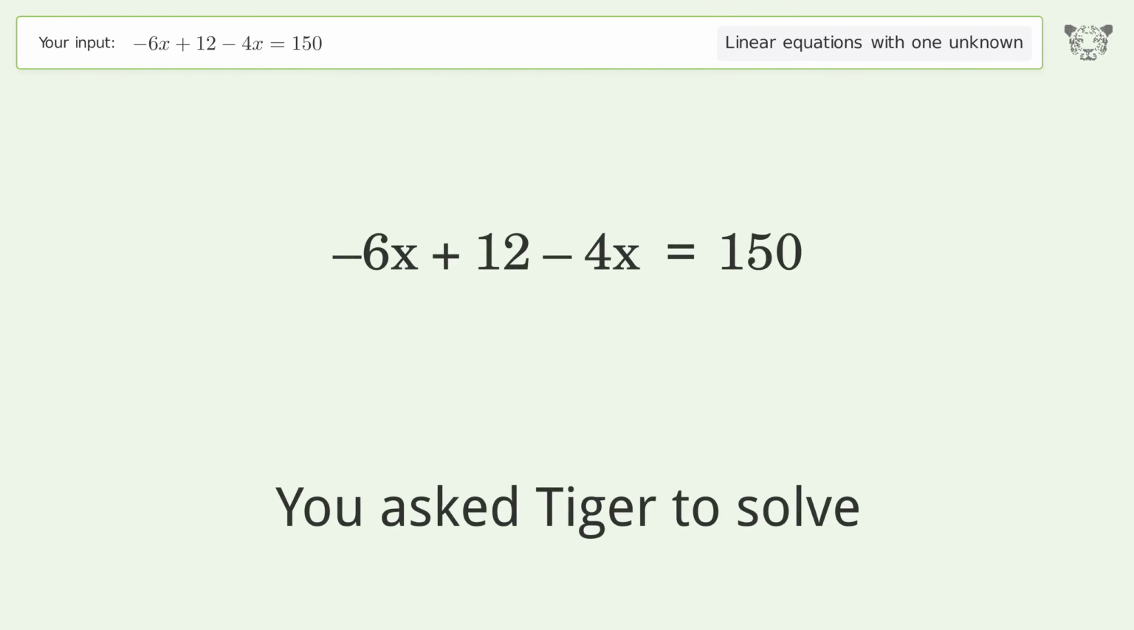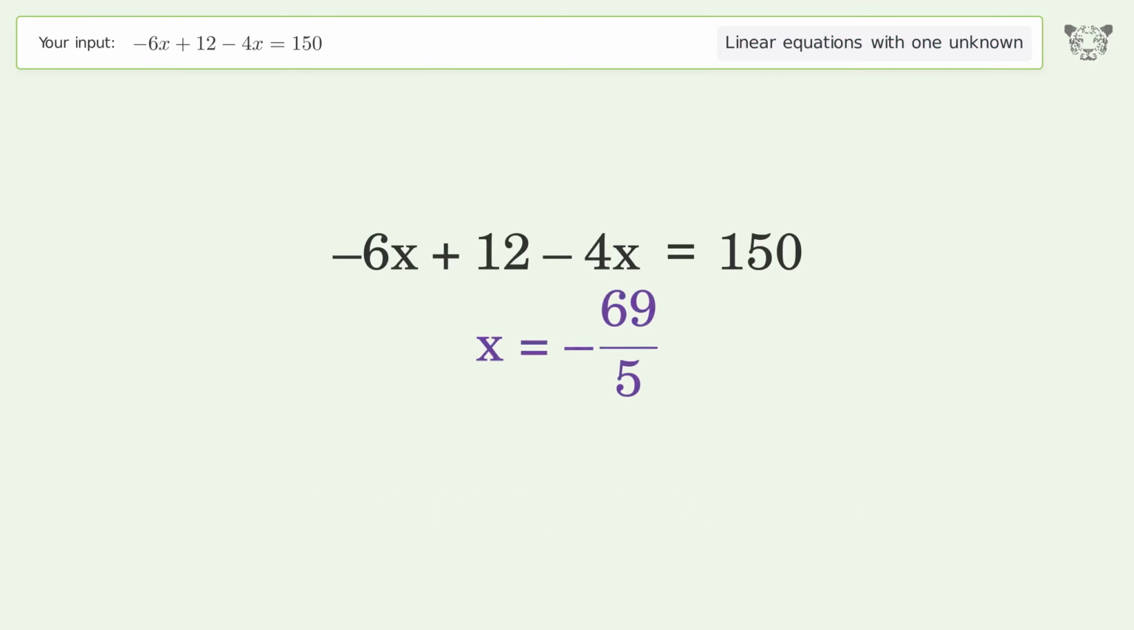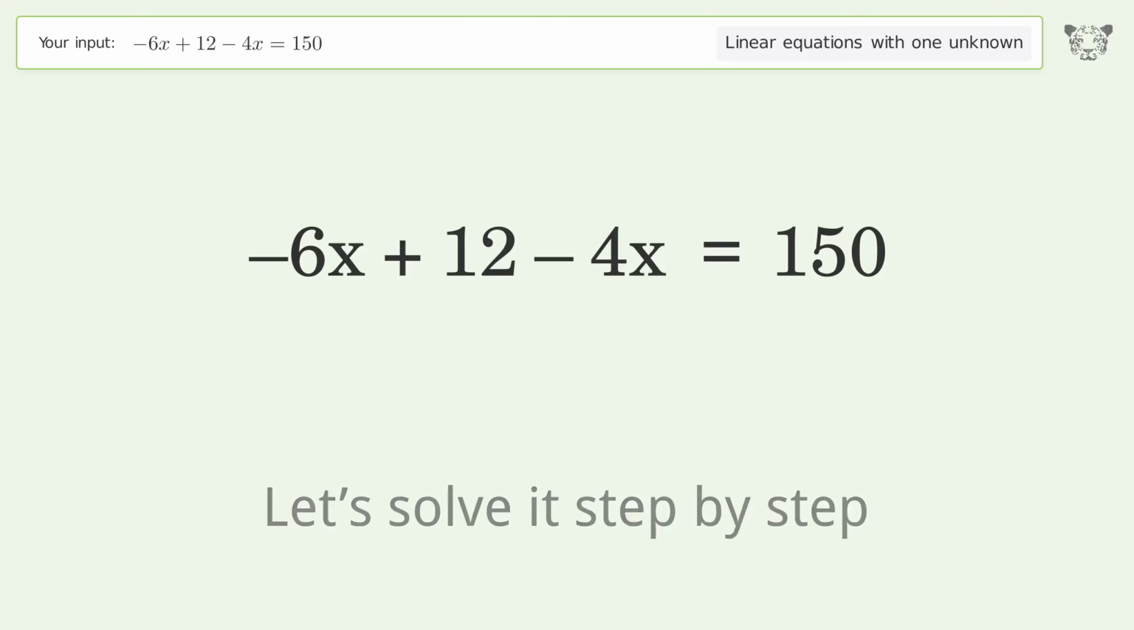You ask Tiger to solve. This deals with linear equations with one unknown. The final result is x equals -69/5. Let's solve it step by step.